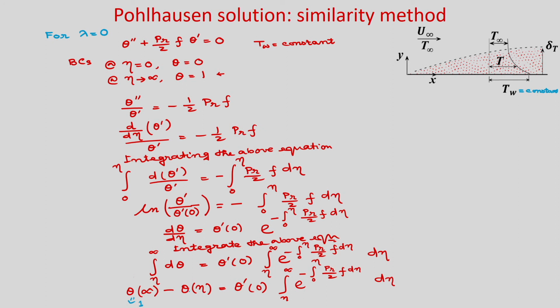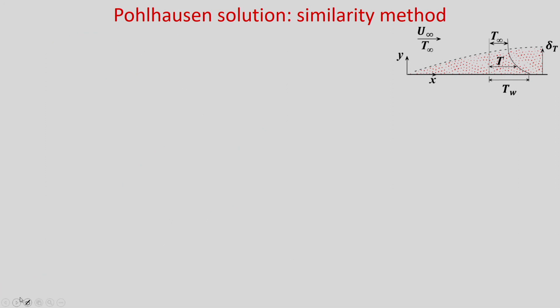So, now theta eta you express in terms of other terms. So, you can write theta eta is equal to 1 minus theta prime 0 times the integral from eta to infinity of e to the power minus the integral from 0 to eta of Prandtl number by 2 f d eta, d eta.